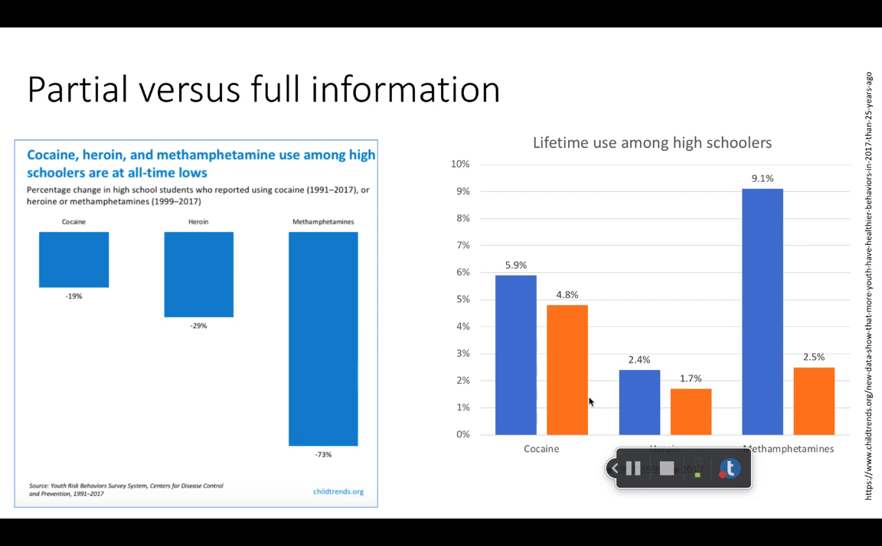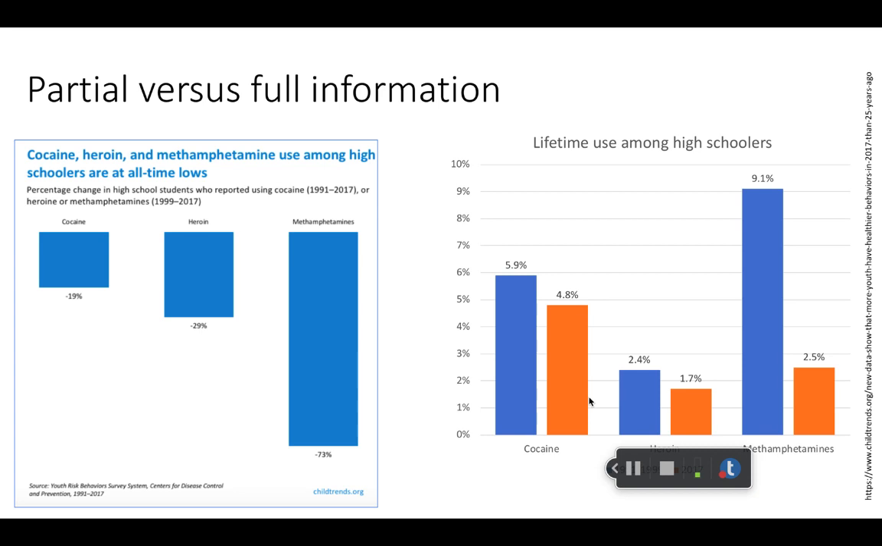So often we have partial instead of full information, which can be very hard to evaluate. Here on the left, we have a graphic reported by Child Trends showing changes in cocaine, heroin, and methamphetamine use among high schoolers from either 1991 or 1999 to 2017. They show decreases in the percentage of high schoolers using these substances. But on the right, I've basically rescaled the data, showing original data.